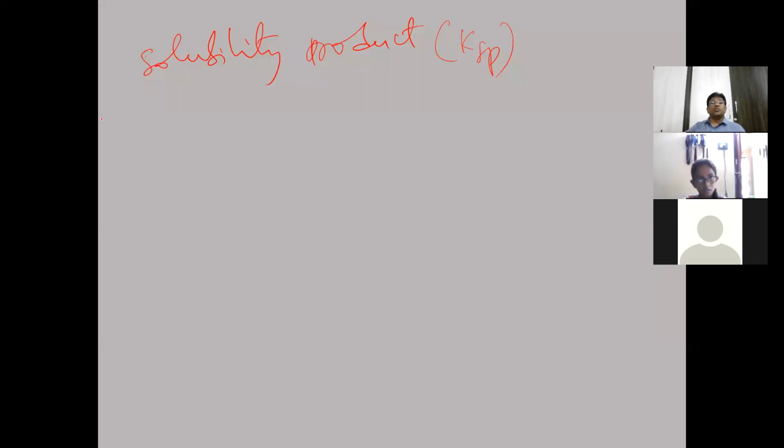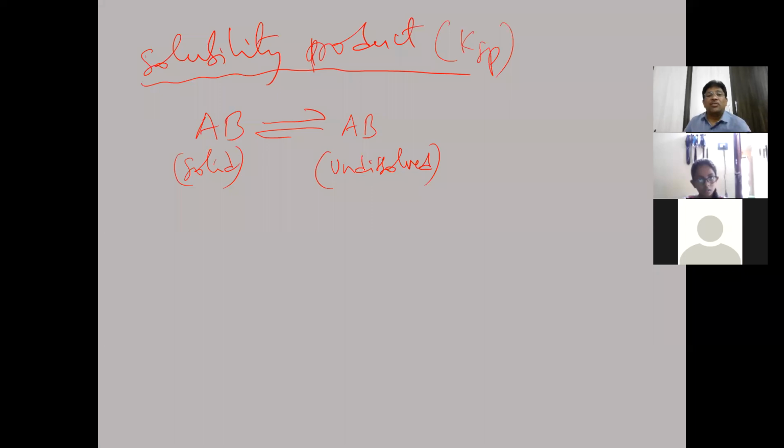Sp means solubility product. In this solubility product, mainly what we have to understand is that suppose we are dissolving AB. AB is one electrolyte. AB solid is dissolved in some solvent. Then we have got a solution, and some undissolved AB is left over here.